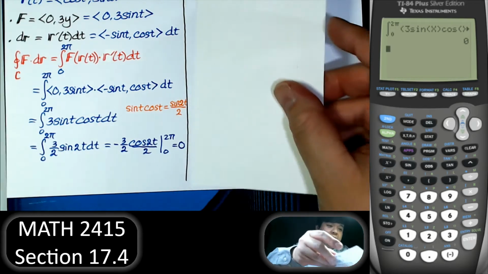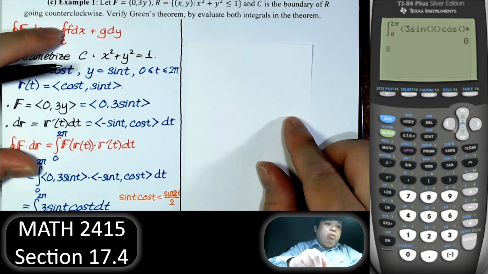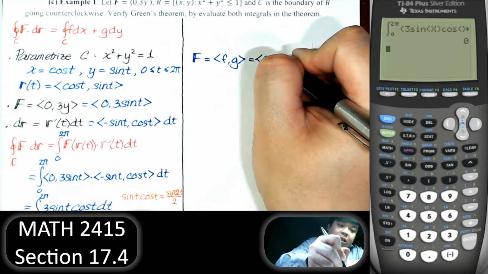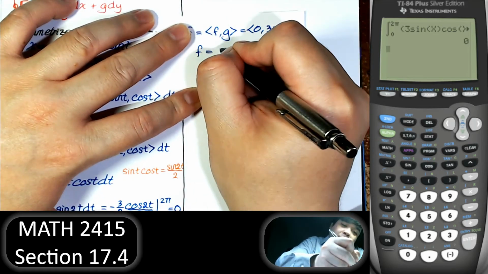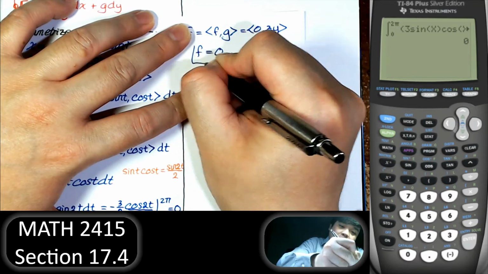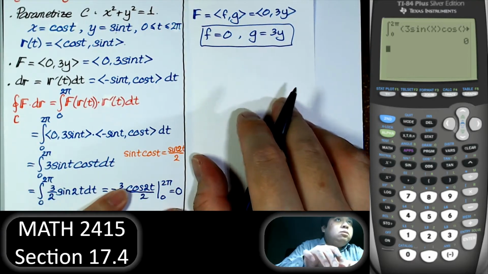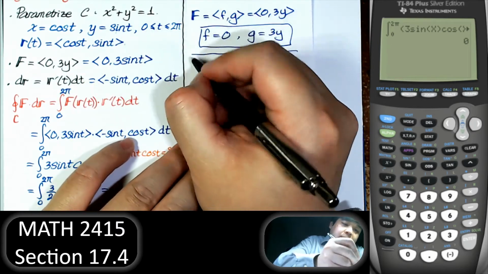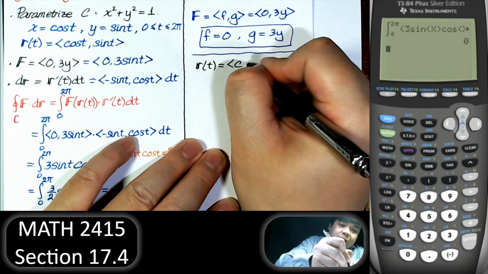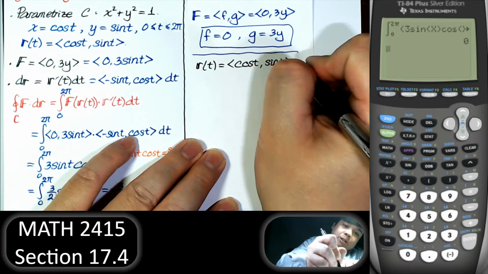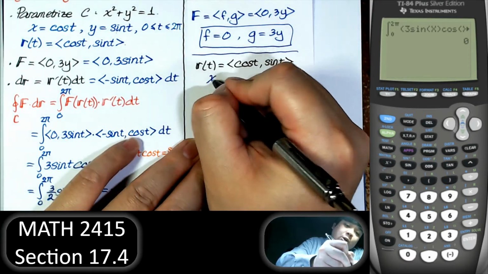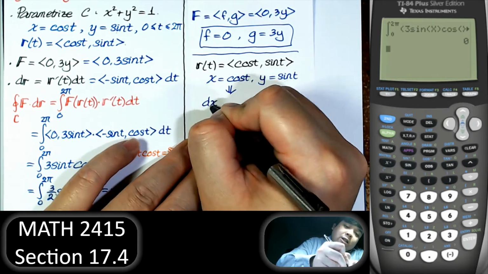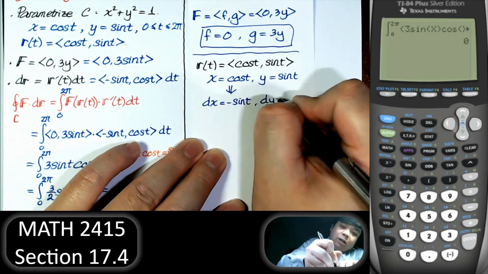Another way to do this is using this form. If we want to write this form, we write the vector field F equal to f and g, which is 0 and 3y. So f is equal to 0 and g is equal to 3y. Now, the parameterization we did is r of t equal to cosine and sine. So x is equal to cosine t and y equal to sine t. With this we have dx is negative sine t and dy is cosine t.